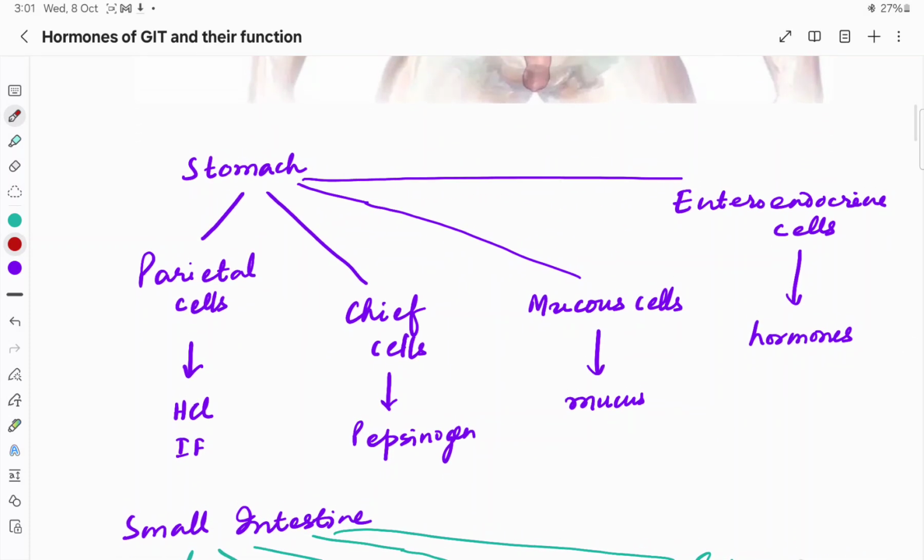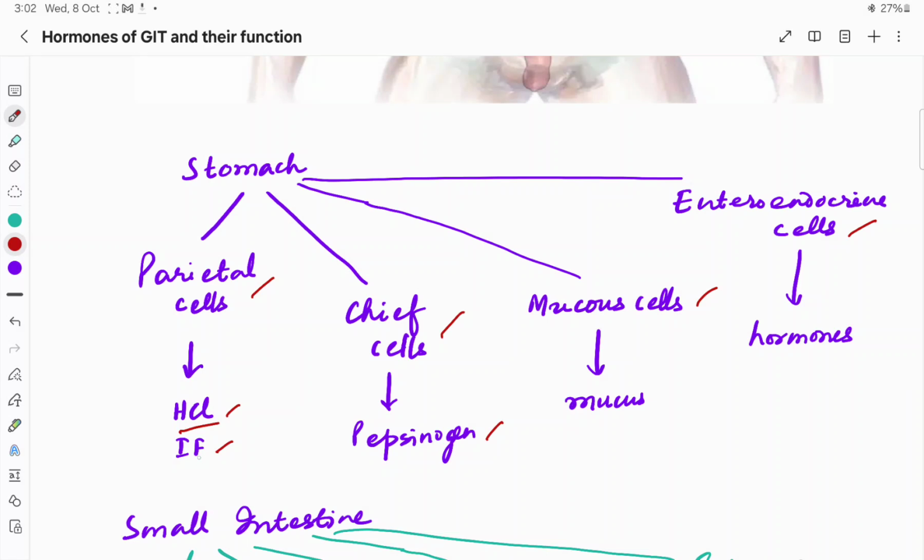So there are a number of secretions from different types of cells. In the stomach we have parietal cells, chief cells, mucous cells and enteroendocrine cells. Parietal cells secrete hydrochloric acid and intrinsic factor. Chief cells secrete pepsinogen, the inactive enzyme that is converted to pepsin by HCl, hydrochloric acid, and pepsin helps in digestion of proteins.